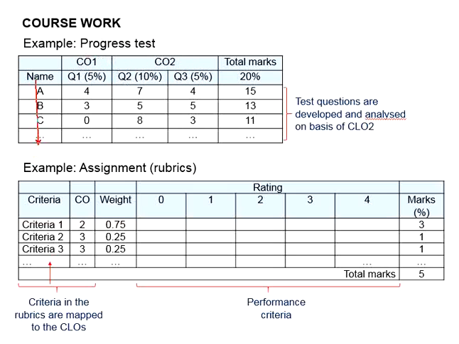You will have a list of the students, mark their papers, and acquire their results as the data. Then you will know how much each student scores in CO1 and CO2. What you see here is that the test questions are developed and analyzed on the basis of COs.